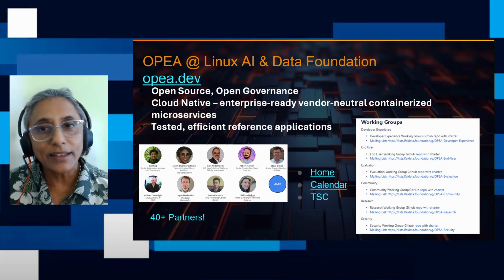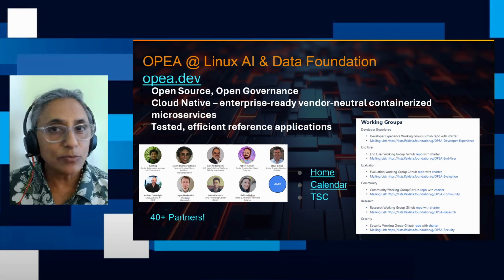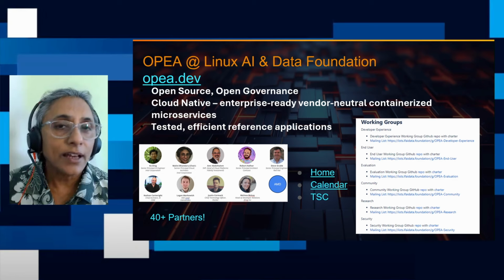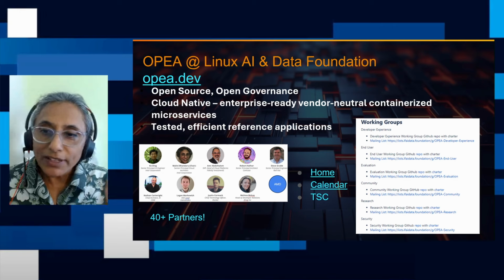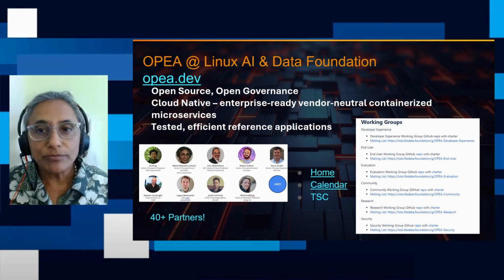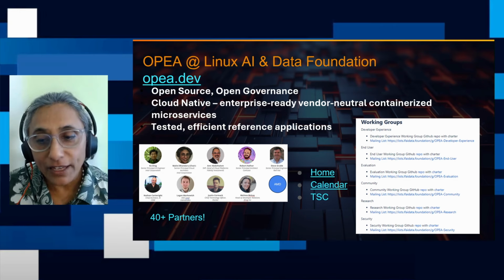Like, when are the meetings? Where are the meetings? What are the past meeting records? Where are the work groups? When do they meet? Which are the work groups? So let's take a look at those. So we have a developer experience work group, an end user work group, an evaluation work group.